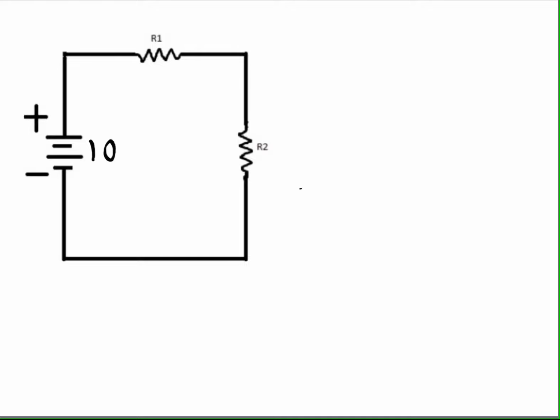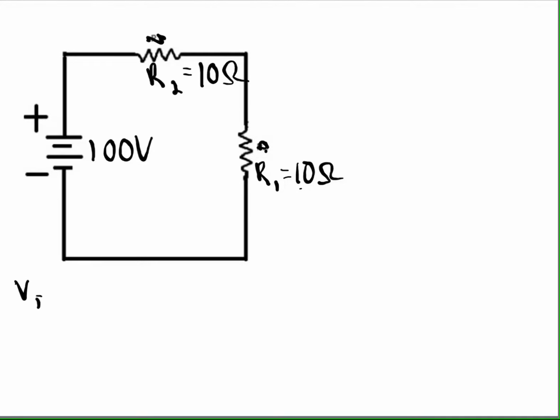So I'm going to say that this guy is 100 volts. And I'm going to say R1 is 10 ohms. I'm going to say R2 is also 10 ohms for now. So, first thing I want to do is talk about these three values.